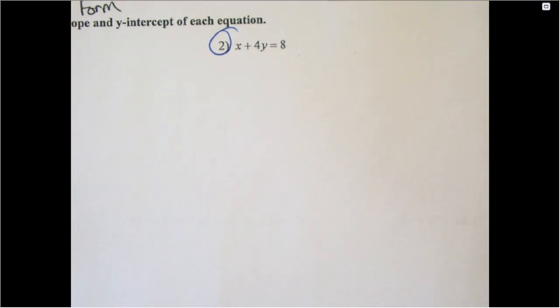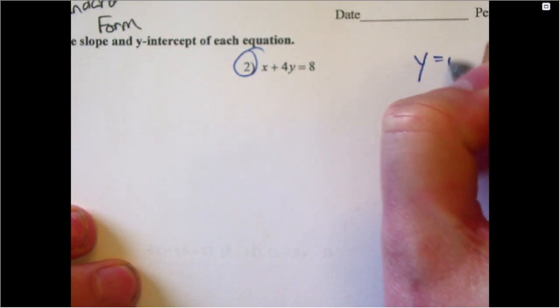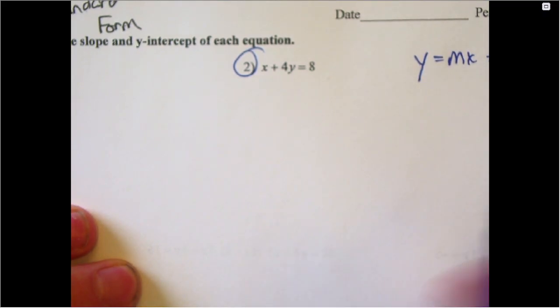We're going to start with two. I'm going to do one, but I'm going to go back to it because it's easier than the rest, but it's not the greatest representative. So I'm going to start with two. What your goal is on all of these is to get it into the y equals mx plus b form.